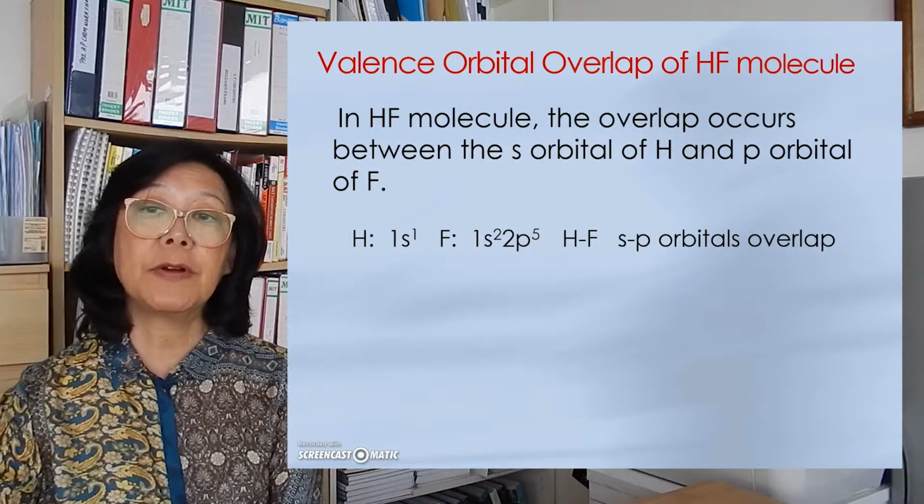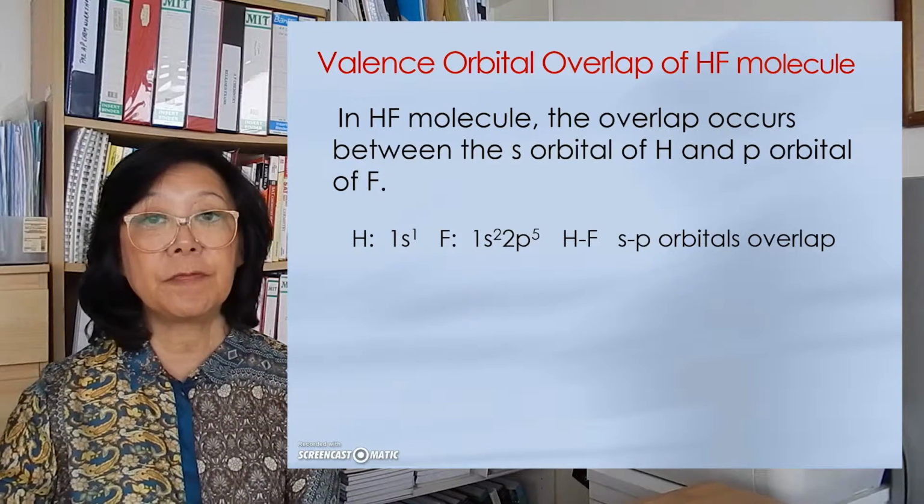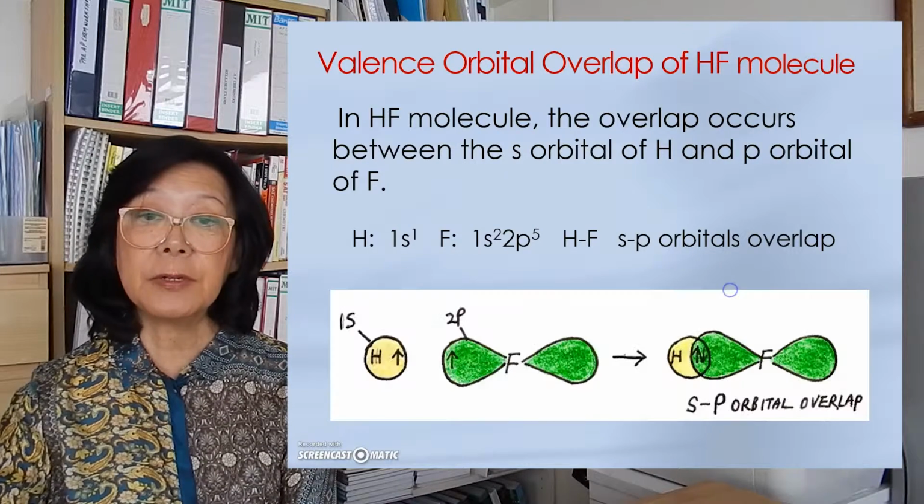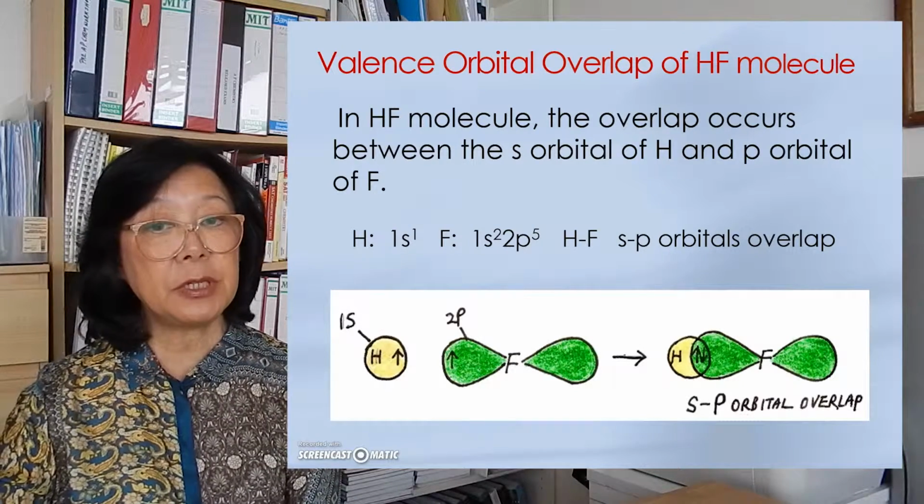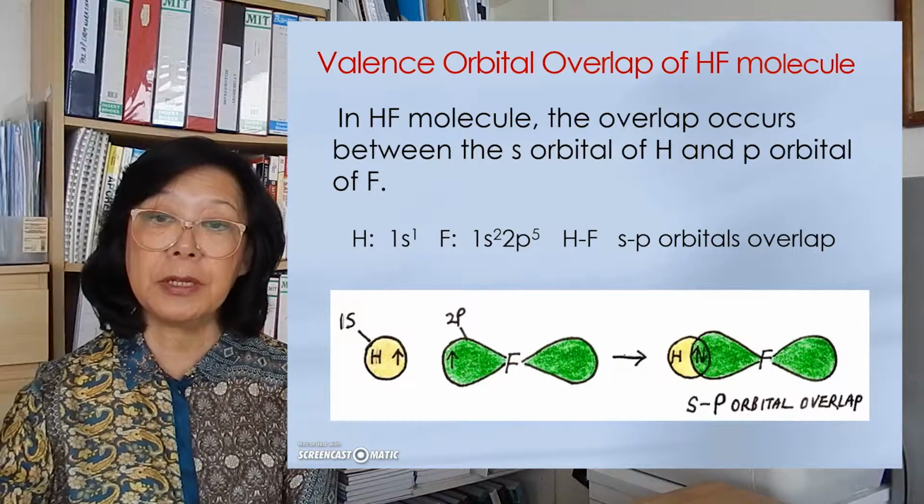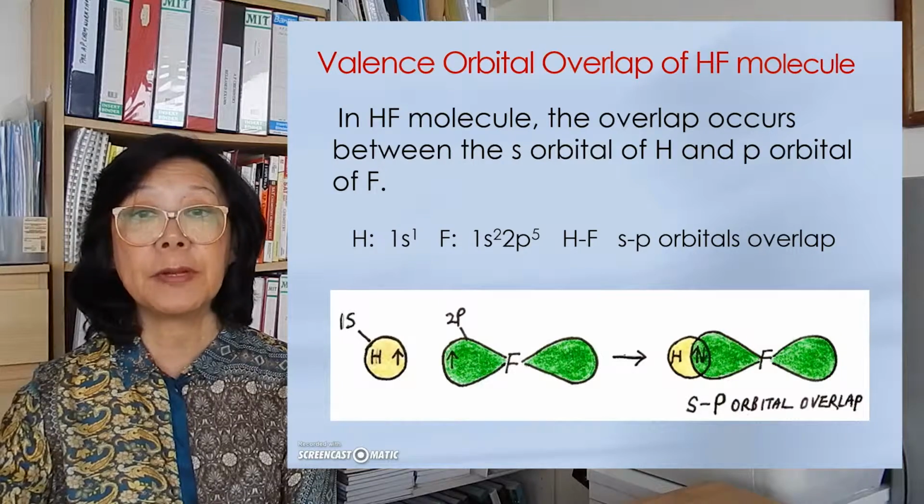Now continuing with hydrogen fluoride molecule, hydrogen has 1s1 electron, fluorine has ending with 2p5 electrons. So the overlap is basically between the 1s orbital from hydrogen and the 2p orbital from fluorine, housing that pair of electrons, s-2p orbital overlap.